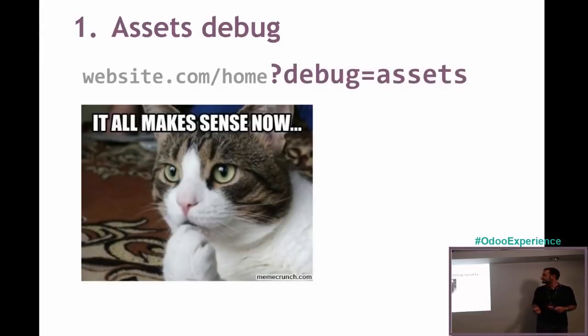Okay. So the important thing is debug assets. Just add it at the end of the URL of your current page, and you will have all the assets.